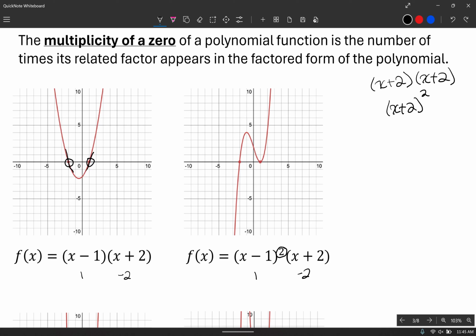All right, I see that I have a multiplicity of 2. If you watch that, it's going to come down, touch at 1, and then curve back and not cross over. So we call that a turning point. So we have a turning point there.